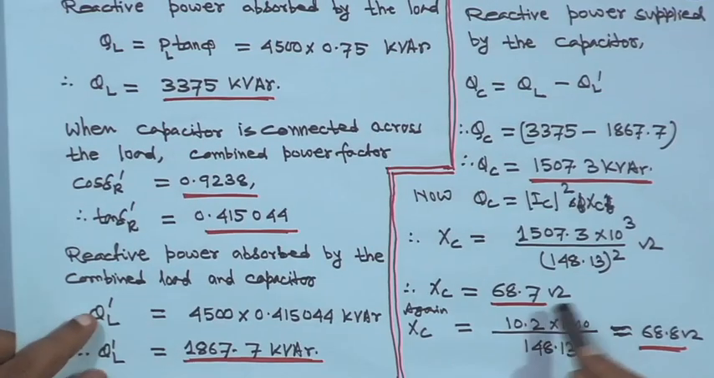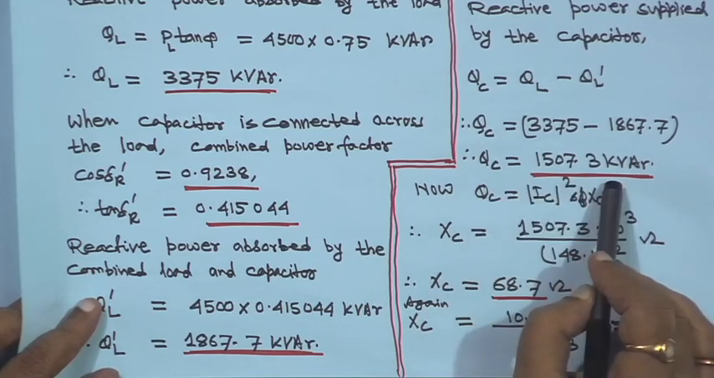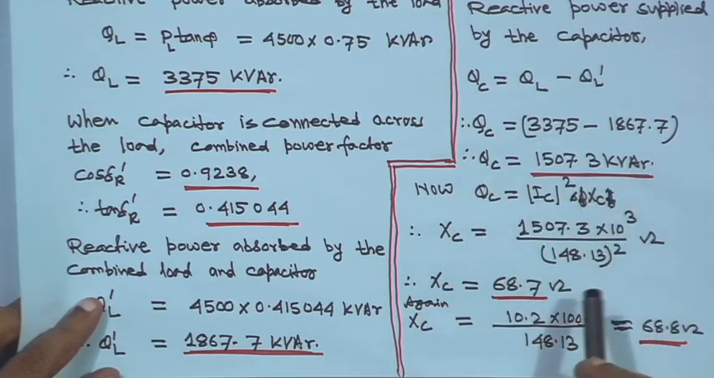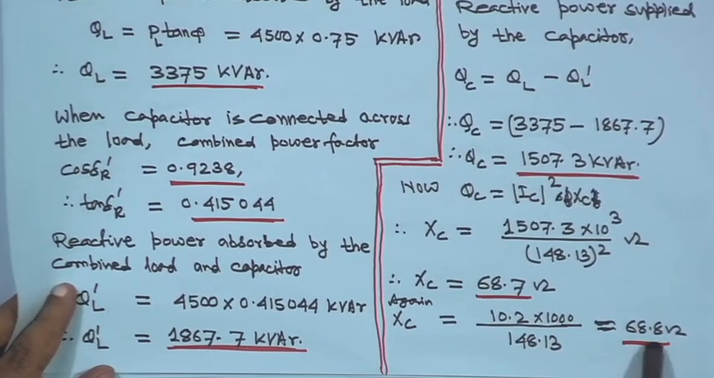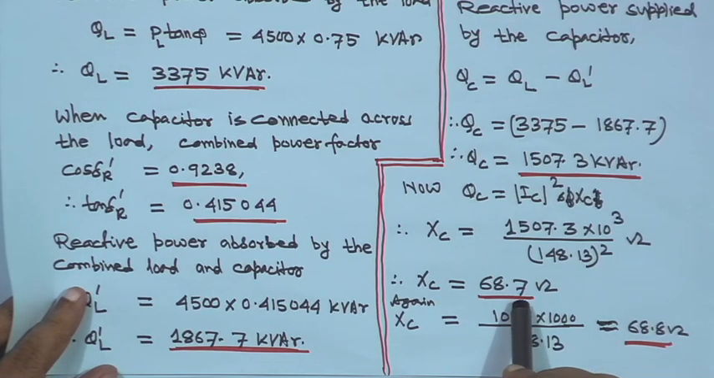So that means not only the capacitance, you have to find out how much var is actually supplied by the capacitor, right. And this 68, to verify the result, that is cross checking, here it is coming 68.8 and here it is coming 68. This is nothing but only the decimal places.